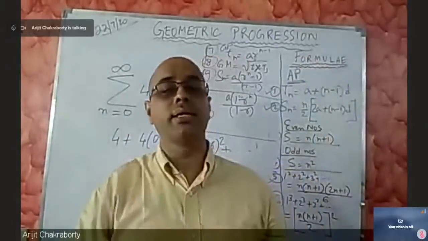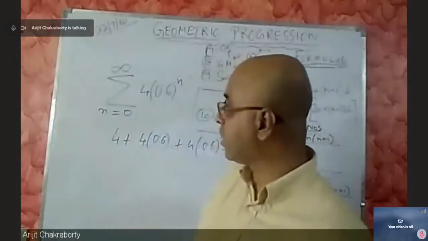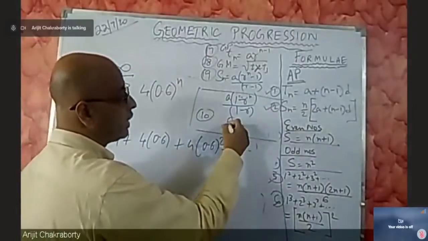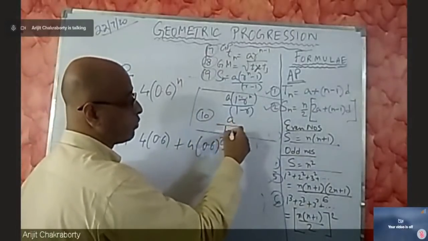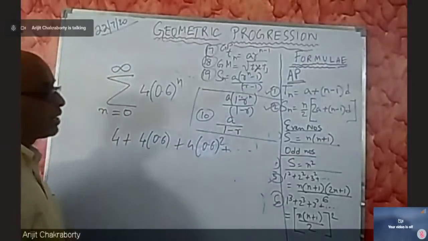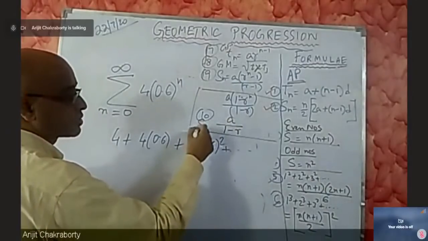But through mathematics, it's an infinite GP series, and there is a formula for an infinite GP series, and the formula is very simple, which I'm writing here: A divided by 1 minus R. That means the value of an infinite GP series will be A divided by 1 minus R. This will be the sum.